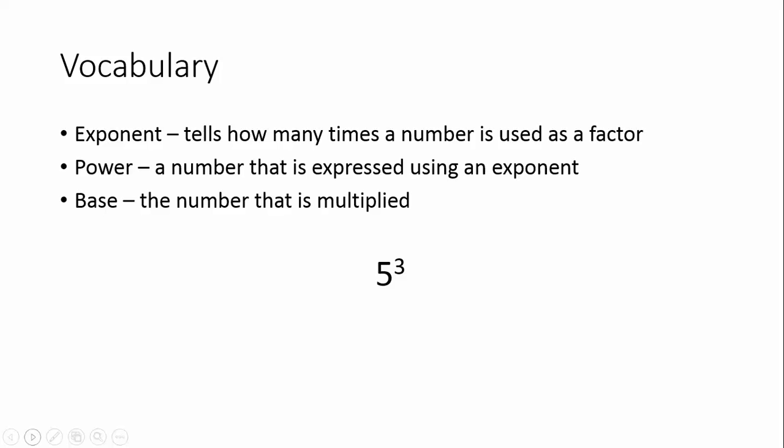So for vocabulary, we have an exponent. An exponent tells you how many times a number is being used as a factor, or how many times you are going to multiply the number. Power is a number that's expressed using an exponent, and the base is the number that's being multiplied. So if we label here, the exponent is the 3, the 5 is the base, and so 5 to the third is your power.